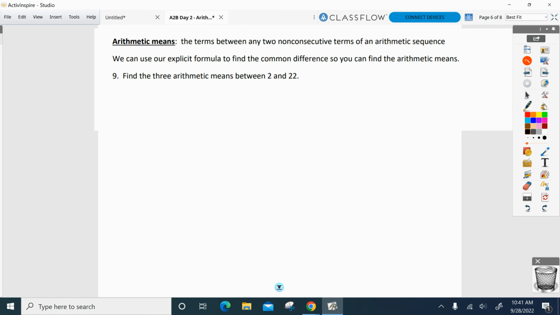Okay. Finding arithmetic means. I'm not going to go through the definition and read it to you. I'm just going to go right to problem number 9. Find 3 arithmetic means between 2 and 22. Here's what an arithmetic mean is. Ready? 3 of them between 2 and 22. 2 is the start of your sequence. 22 is the end of it. And I want to find 3 numbers in between.